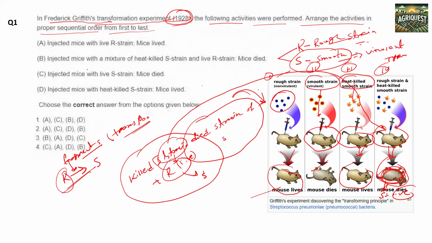So the correct answer is: first the R strain they injected, then the live R strain, then after that he injected the heat-killed S strain, then the injected mixture of the heat-killed S strain and the R strain. So what will be the correct answer? ACDB. The second answer is the correct answer.